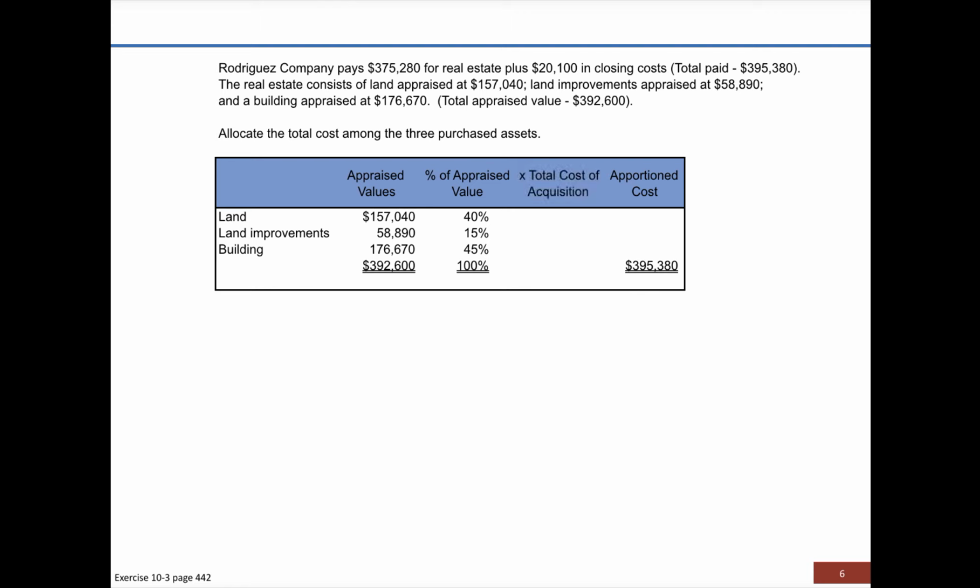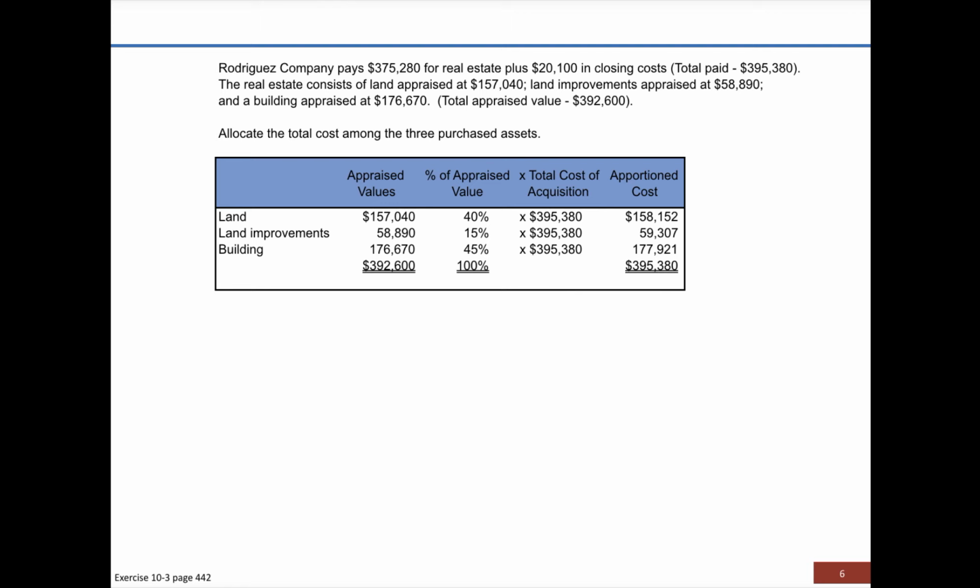But in this case, we take 0.4 times 395,380, which is right there. And that gives us 158,152. That would go into my land account. 59,307 would be going into my land improvements. And 177,921 would be going into building.